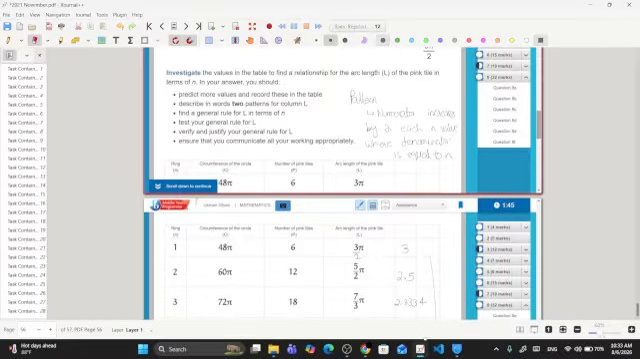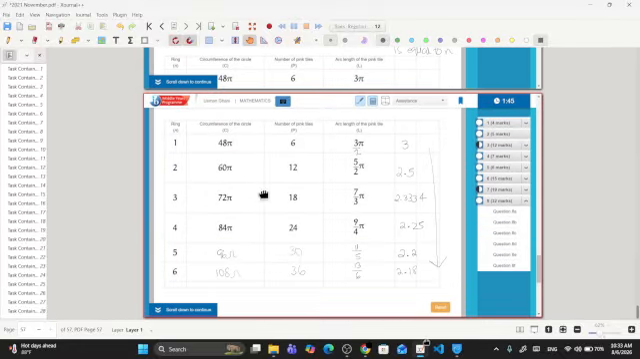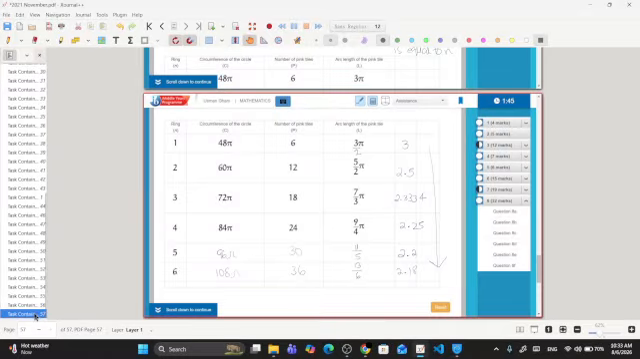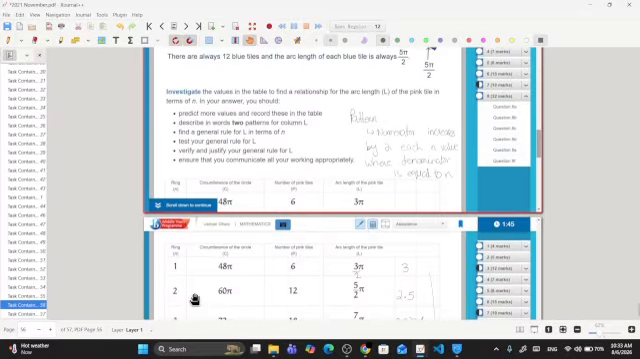I'll have to erase this because I don't have enough space. Can I increase the page after this? Wait. No, apparently I cannot. That's sad.